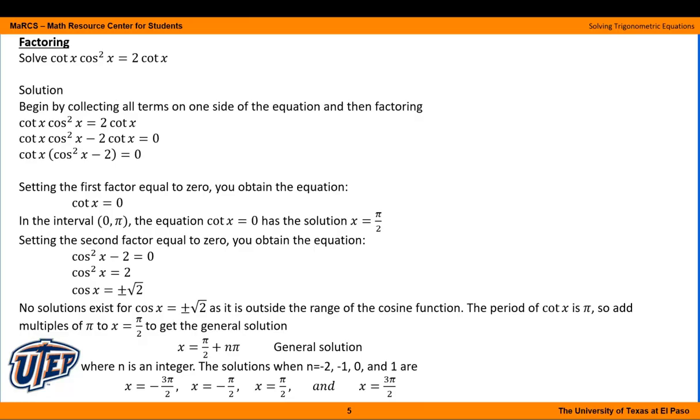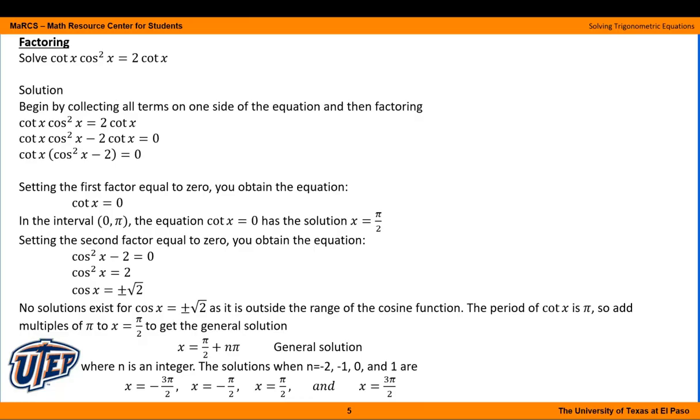This example demonstrates the factoring technique. We begin by moving all terms to one side of the equation so that the equation equals 0. Once that is done, we factor out the common cotangent term. Because the product of two factors equals 0, we can set each factor equal to 0 separately.